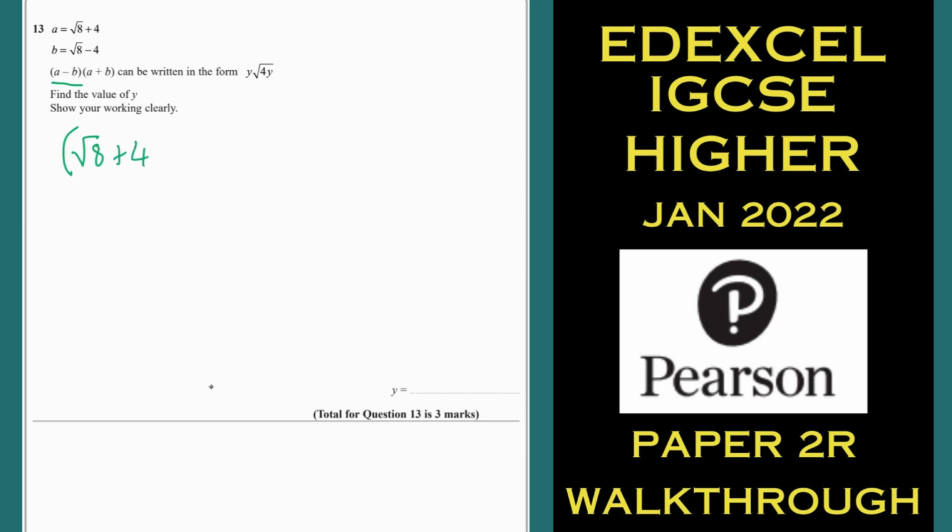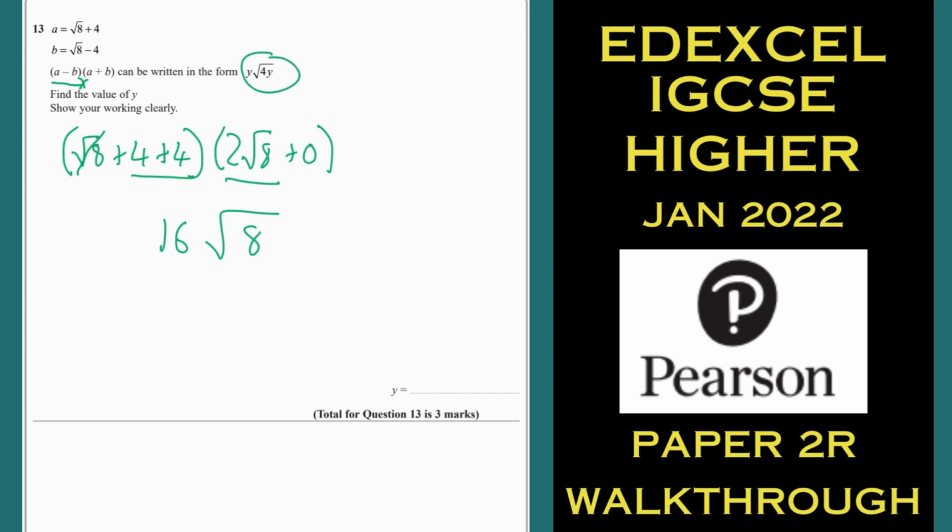Now, if I subtract B, it means I'm subtracting a root 8 and I'm subtracting a minus 4. Minus of a minus is a plus. When I add these two, I get 2 root 8s and the 4s cancel out. So I'm really getting 8 multiplied by 2 root 8, which is really 16 root 8. But take care, don't applaud yourself just yet, you haven't finished.